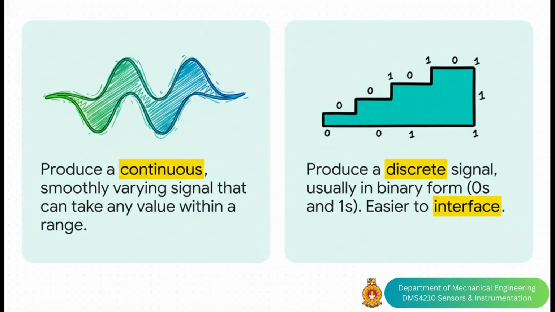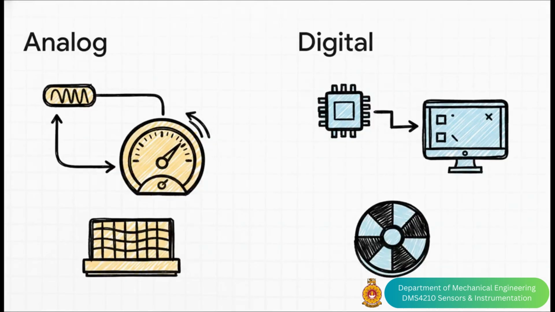On the other hand, digital sensors speak in discrete steps, zeros and ones. They do the conversion to digital data right inside the sensor itself, which makes them way less sensitive to noise and super easy to hook up directly to a computer or a microcontroller. And you see this play out in the real world all the time. An analog thermistor, for instance, has a resistance that changes smoothly as it gets warmer or cooler. A digital temperature sensor, though, just gives you a number. It says, the temperature is 25.3 degrees Celsius, period. It's really the difference between seeing a wave and just getting a number.